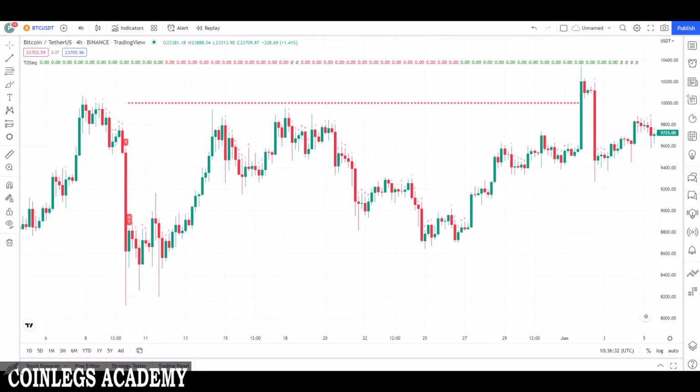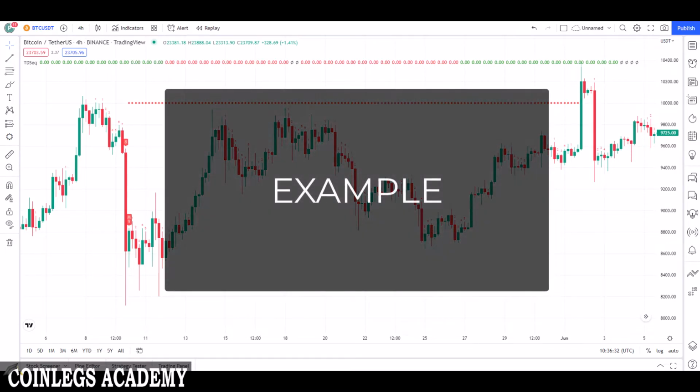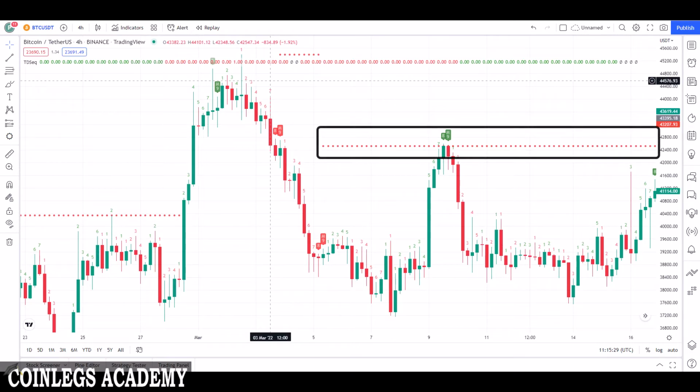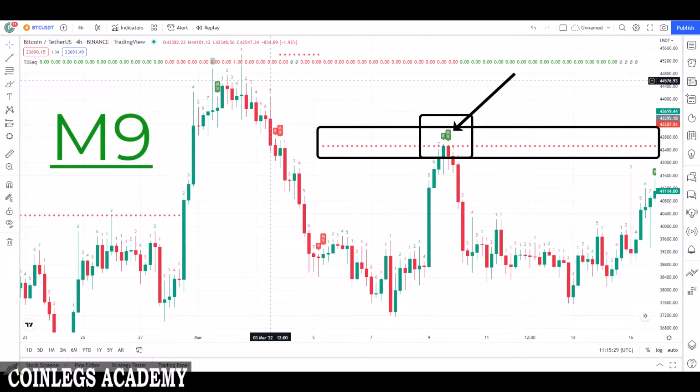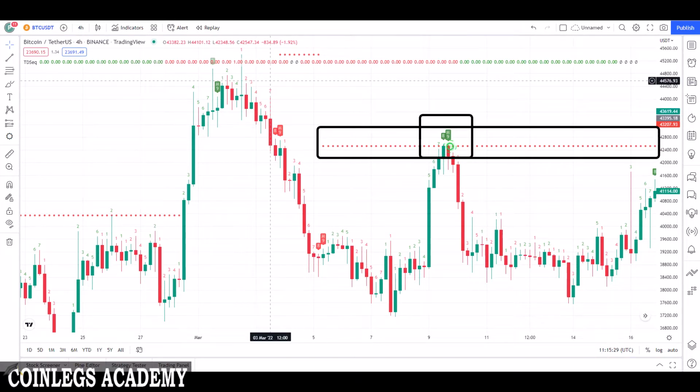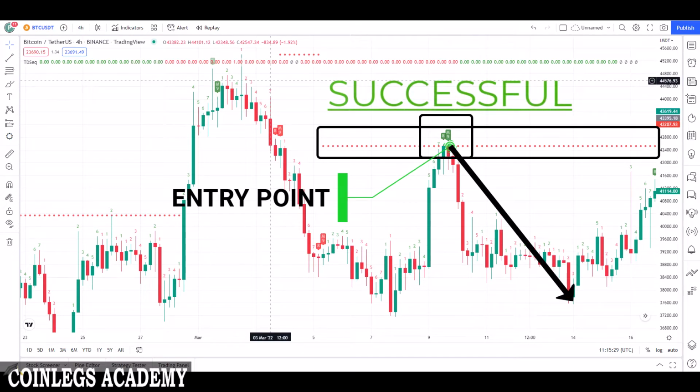In addition, we can use these resistance levels formed by buy setup for short positions. Let's see it on the example. Here we have a resistance zone formed by a buy setup, and here we have a green M9. It shows us we can consider this area for a sell signal. With this resistance level and green M9 signal, as you can see, we have a successful trade again.